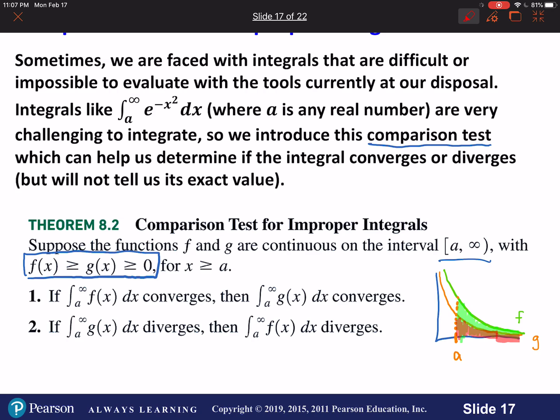So if the integral from a to infinity of f of x converges, then the integral from a to infinity of g of x converges as well. Conversely, if the integral from a to infinity of g of x diverges, then the integral from a to infinity of f of x diverges as well. So if the smaller function diverges, then the larger function will diverge as well. And hopefully that makes intuitive sense also, because the smaller function has an infinite amount of area underneath of it. The larger function must also have an infinite amount of area underneath it.